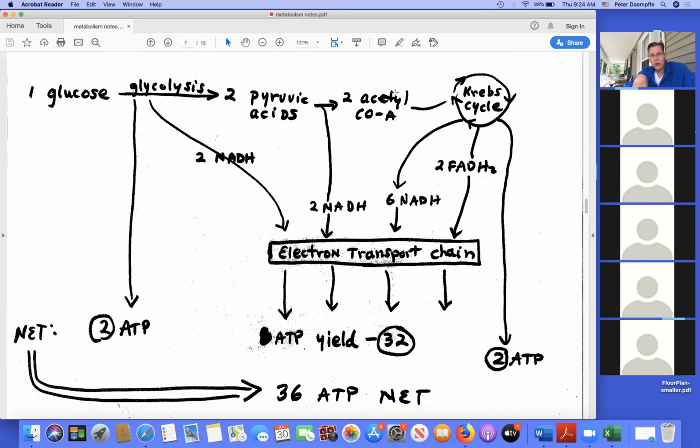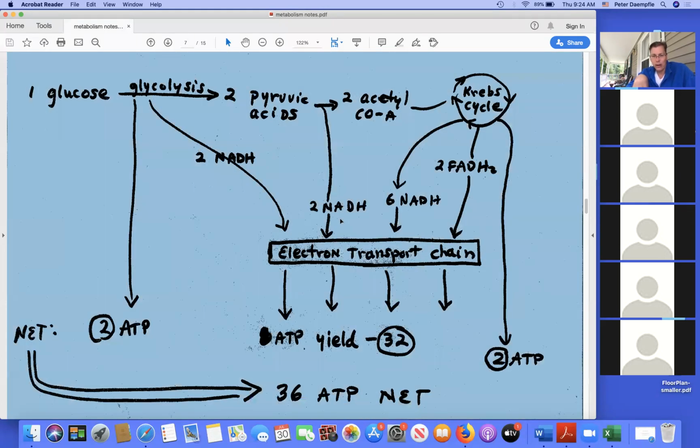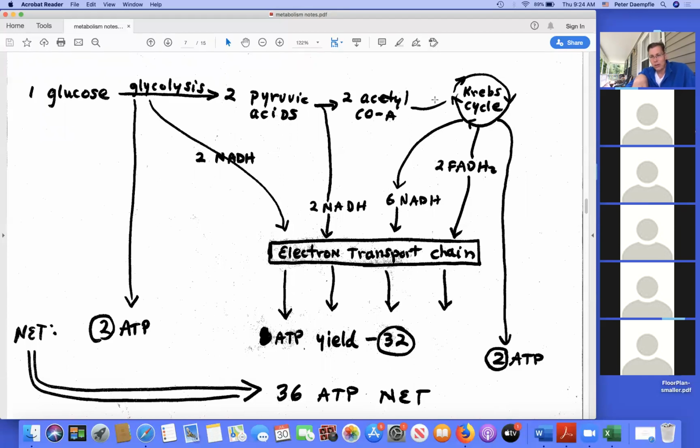The 2 pyruvic acids are converted, remember, with the acetyl coenzyme shuttle, and 2 NADs are produced, right? The 2 acetyl coenzyme A's from 1 glucose go into the Krebs cycle, combine with oxaloacetic acid, and you get, for each one, 2 FADHs for each glucose and 6 NADHs. All right. And now you've got all of these NADHs and FADH2s going into the electron transport chain, and you get 32 ATPs from the ETC, electron transport chain.